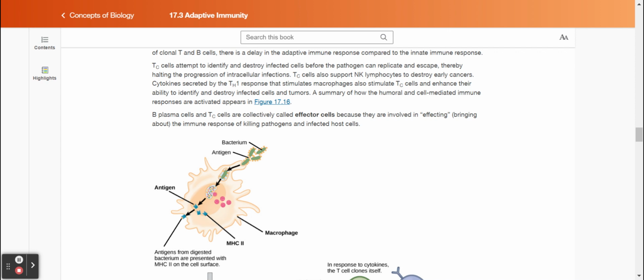Cytokines secreted by the Th1 response that stimulates macrophages also stimulate TC cells and enhance their ability to identify and destroy infected cells and tumors. A summary of how the humoral and cell-mediated immune responses are activated appears in Figure 17.16.